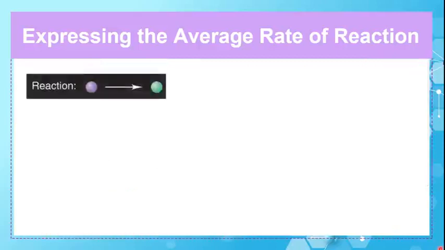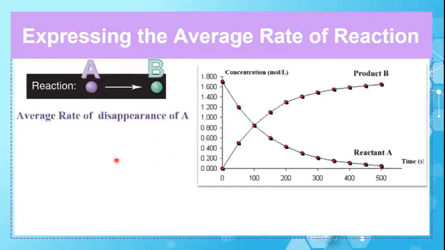For the same reaction, A produces B. To determine the average rate of disappearance of A, which is a reactant, we will write it as follows.